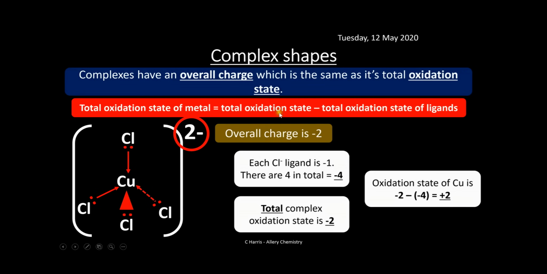So the overall oxidation state is -2. The total oxidation state of the ligands is, obviously, -4. So the oxidation state of copper in the middle is +2. Pretty straightforward, I think.